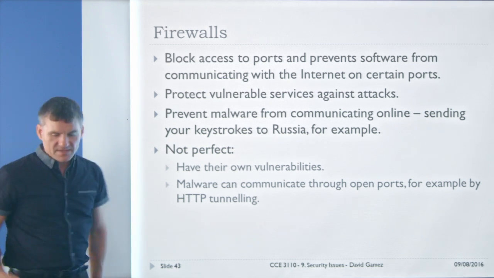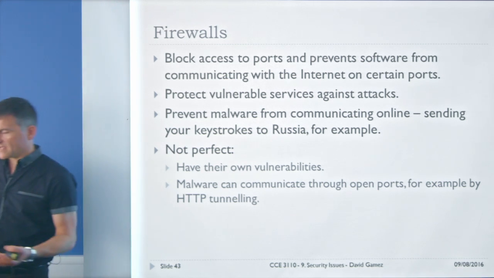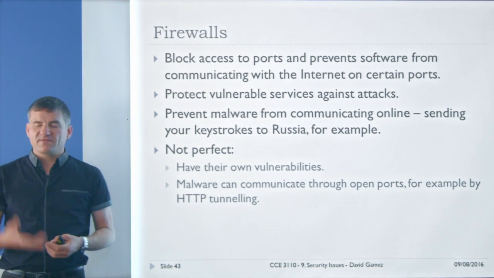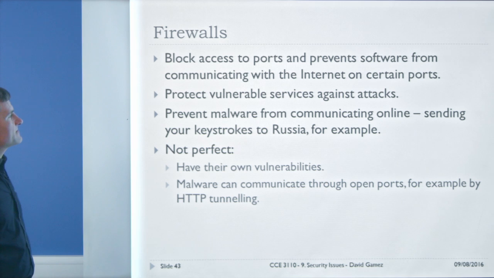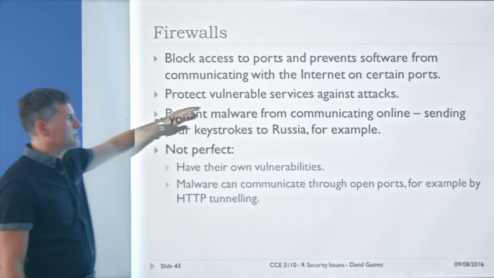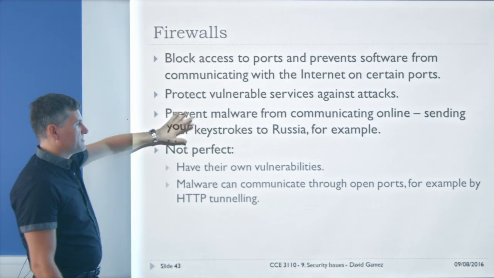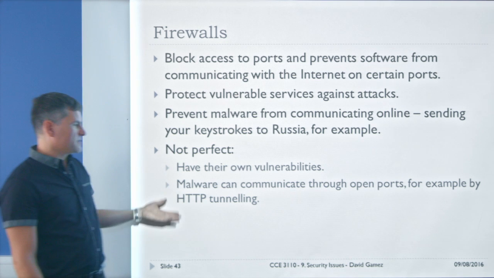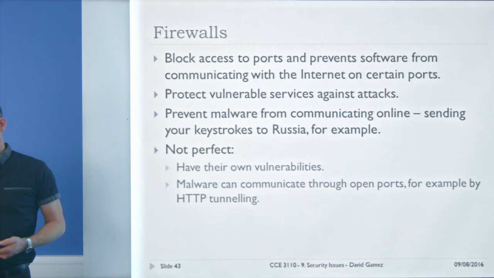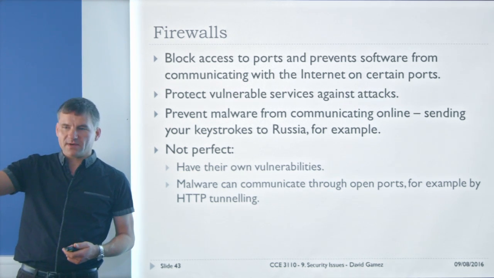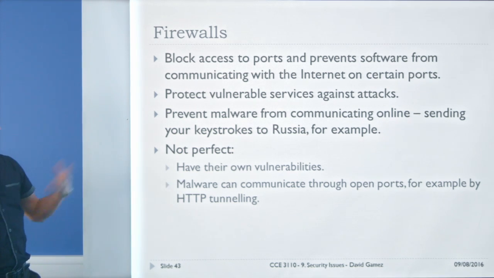So firewalls can be part of this security protection. They can block ports, so if your attacker is using port 56 or whatever to run a service that makes it part of a botnet, then you can block access to port 56. You can protect vulnerable services, so if you're running a database, you can make it invisible to the outside world. As I said, you can prevent malware from communicating online, but firewalls have their own vulnerabilities, and it's probably quite easy for malware to pretend to be a browser, for example, just make an HTTP request through port 80 or 8080, whatever, and so hide its activities without needing access to specific ports.